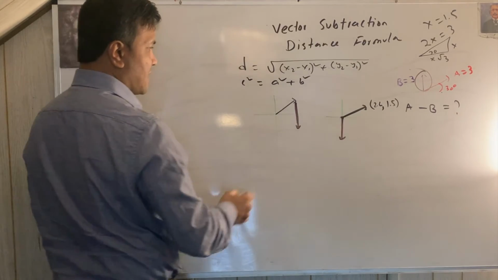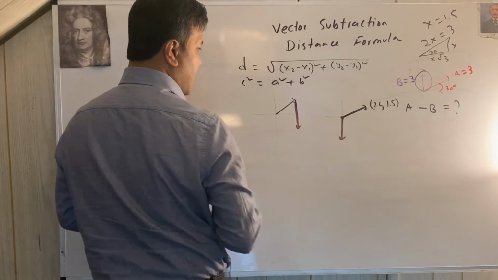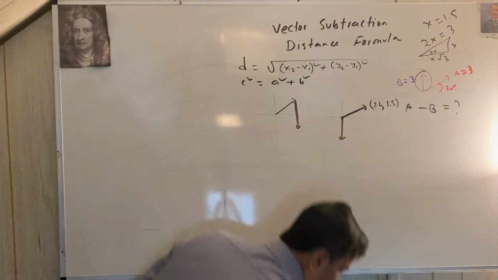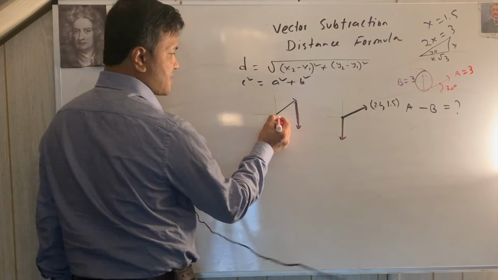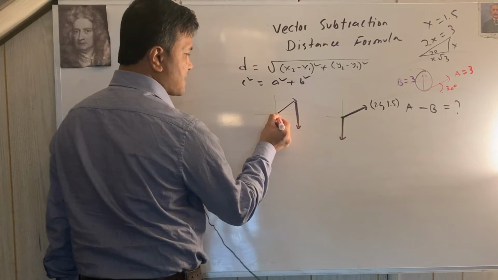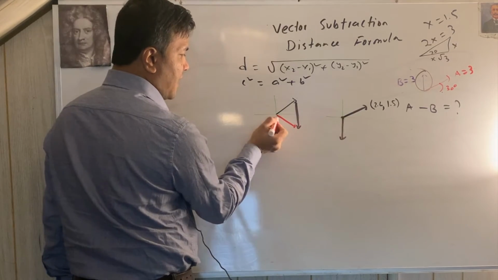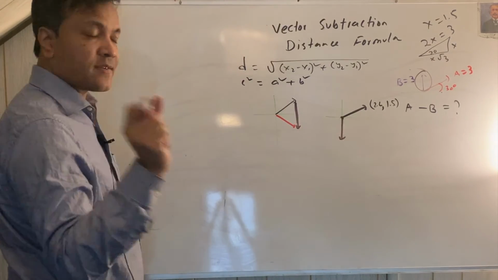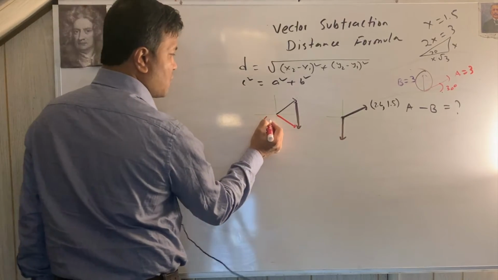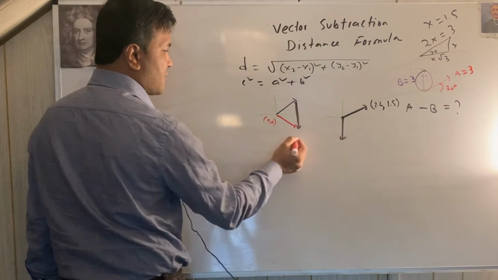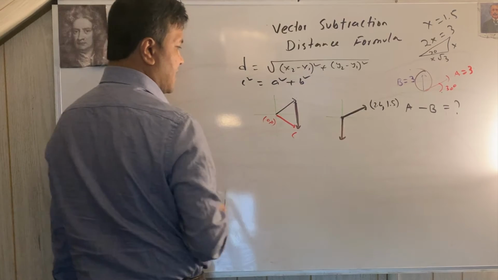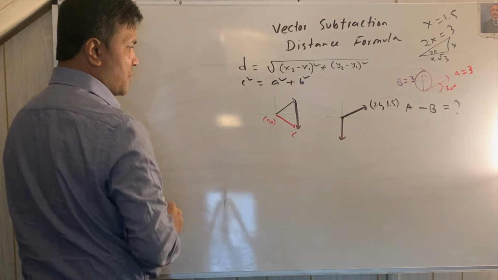Now I no longer need this point. I need only these two points because this is my resultant. So I need the two points that make the resultant. So 0, 0 makes the resultant, and what else makes the resultant? All right, so also two points make the resultant.